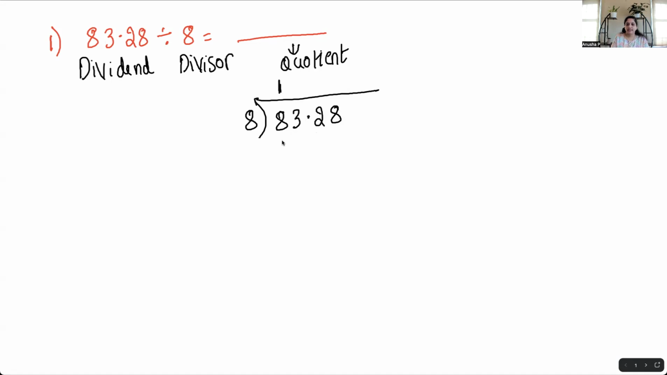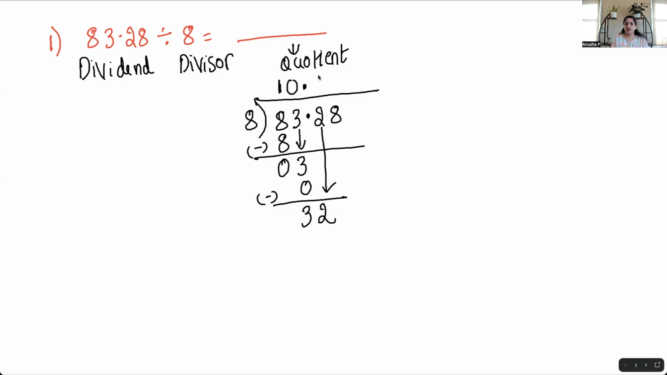8 times 1 is 8. Now we have to subtract. 8 minus 8 is 0. And then we will bring the 3 down. 8 times 0 is 0, because we will not get 3 in the 8 table, so we are doing 8 times 0 as 0. And 3 minus 0 is 3. Because of the decimal point here in the question, we have to put a decimal point in the coefficient. Okay. Now we will bring the next number 2 down.